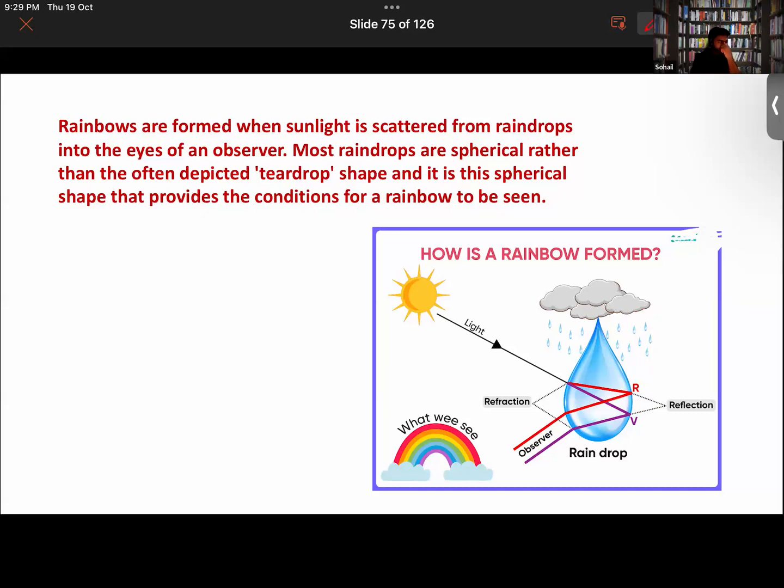Which lens is called a diverging lens, concave or convex? Concave. Concave lenses are called diverging lenses, right? Good. So where should I be using this concave lens? In a torch? In the headlight of the torch, should I be using this?